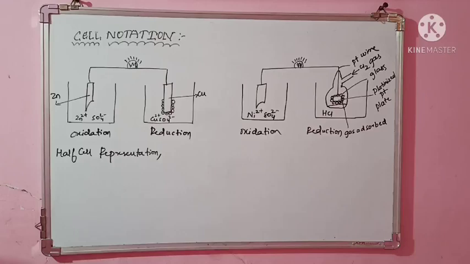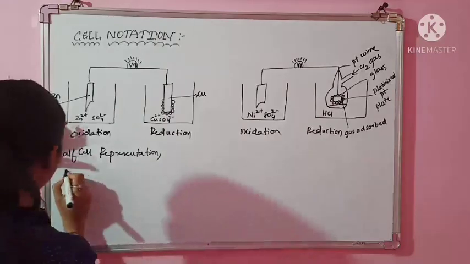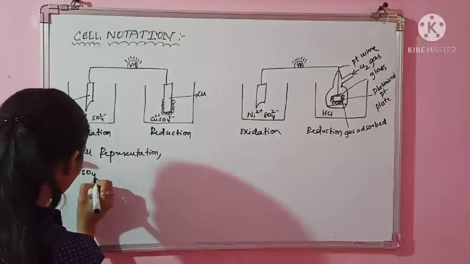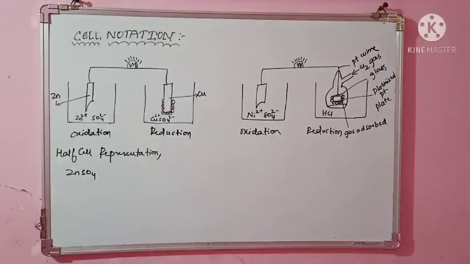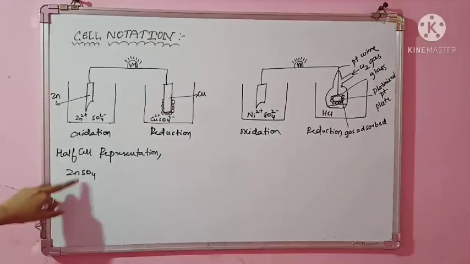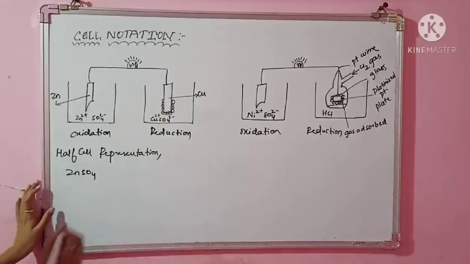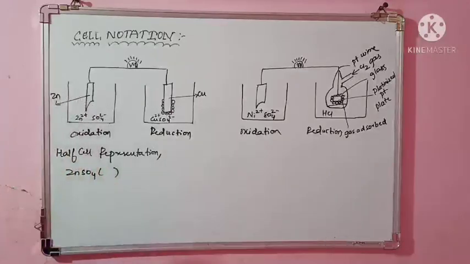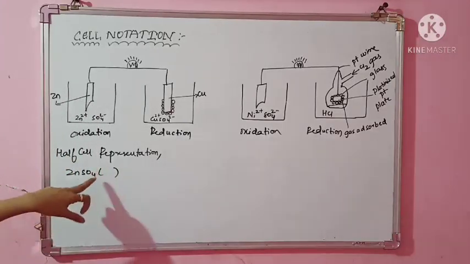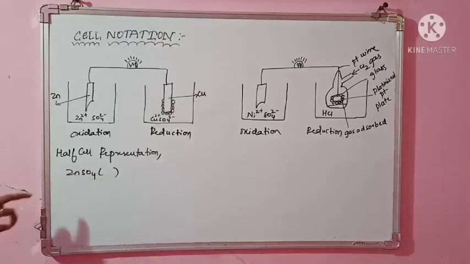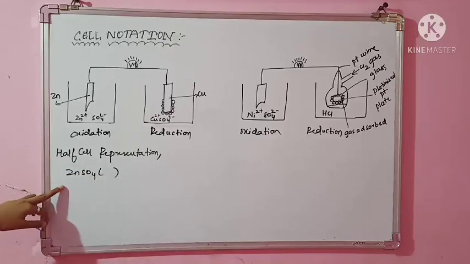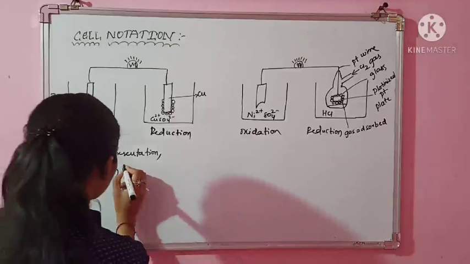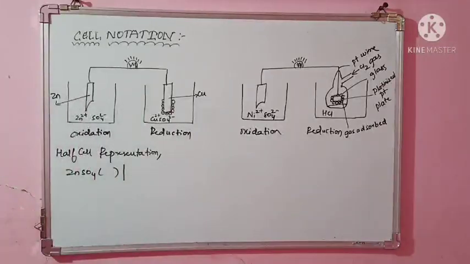One by one I will go. First, we have to write the solution. I have taken ZnSO4. So I am writing the solution. Definitely it will have a certain concentration, so that concentration should be written in brackets. Inside that you have to write the concentration of this zinc sulfate solution. And then you have to put a single line. I'll tell you what it signifies.